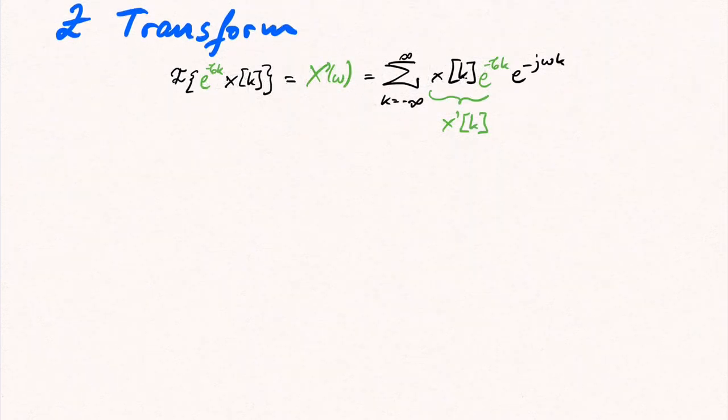So we generalize the formula for the Fourier transform by multiplying the signal x of k with a complex exponential e to the power of minus sigma k, which gives the new signal x dash of k. As long as x of k doesn't grow faster than exponentially, we can choose sigma sufficiently large so that x dash of omega, the DTFT of x dash of k, exists, so that we get the Fourier transform of a slightly different or manipulated signal.